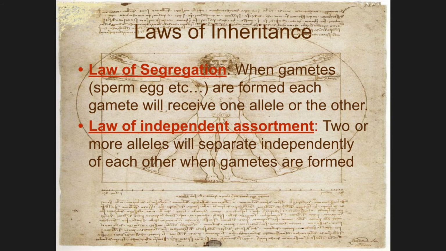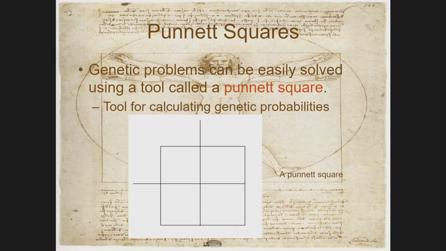So, when gametes, the sperm and the egg, sperm is from the male and the egg is from the female, all right? Those are 2 different gametes. They're each formed to receive one allele or the other. The law of independent assortment says 2 or more alleles will separate independently of each other when the gametes are formed, all right? So basically, males will always have a sperm. If you're going to have a girl, she'll have an egg, all right? After that, 2 alleles will separate independently. That's just to sum it up real easy.